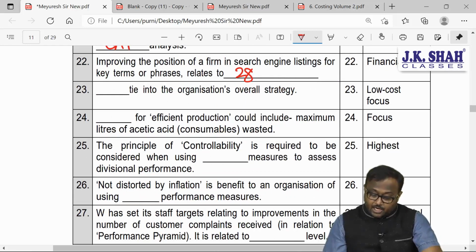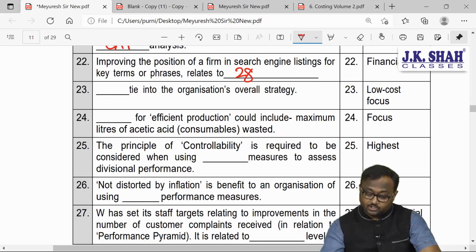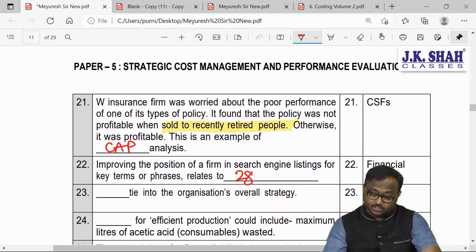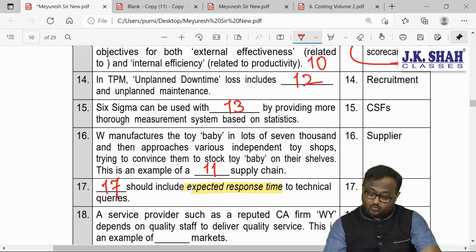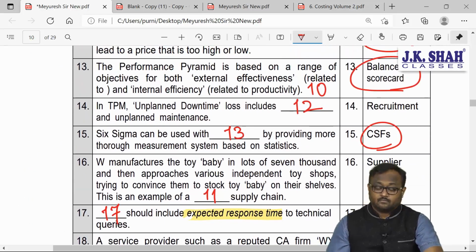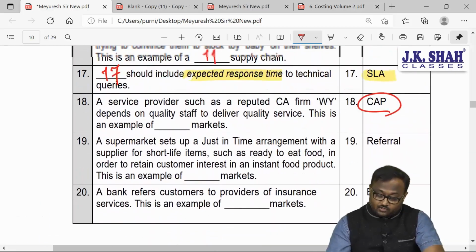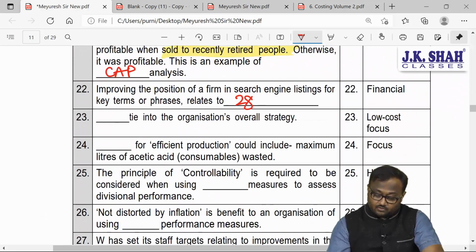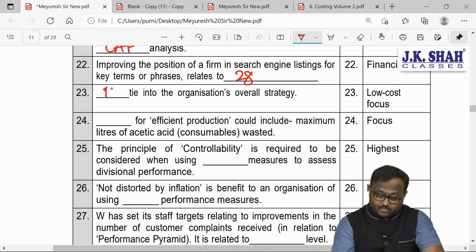Dash tie into the organization's overall strategy. What ties into overall strategy? Critical success factors. Overall strategy is always a critical success factor. So critical success factor will be the answer for this CSF.